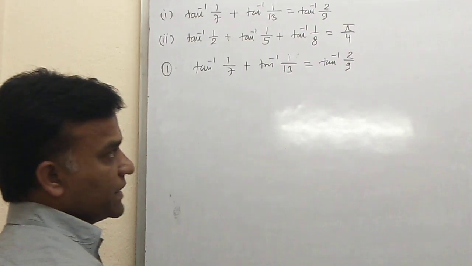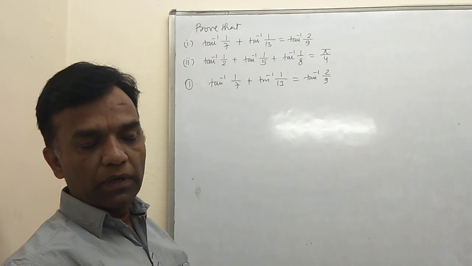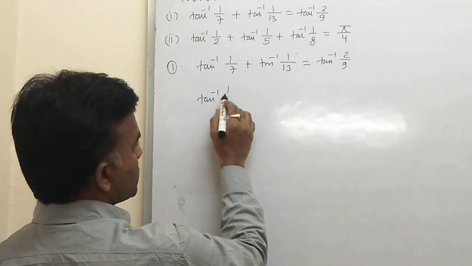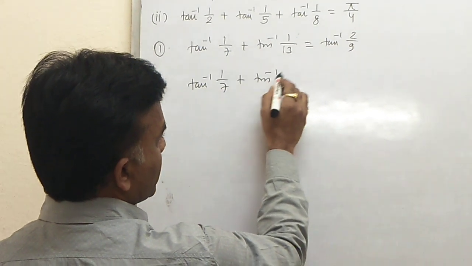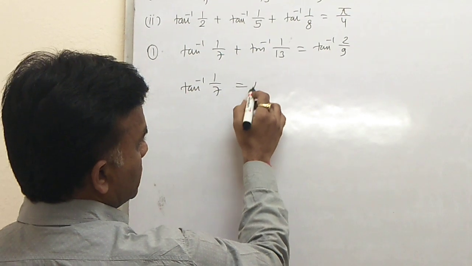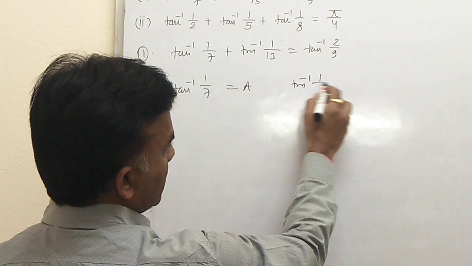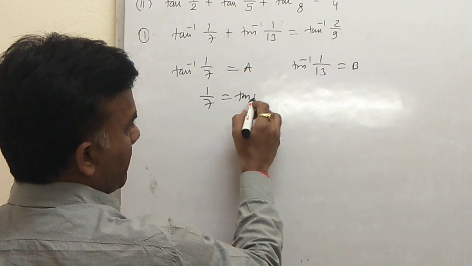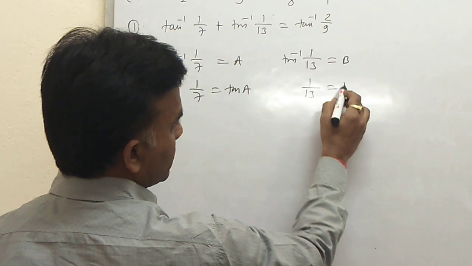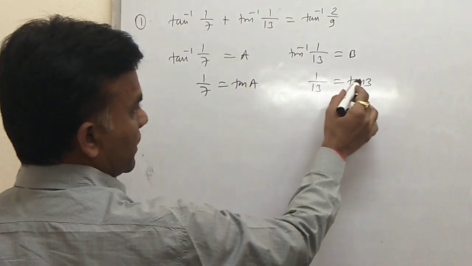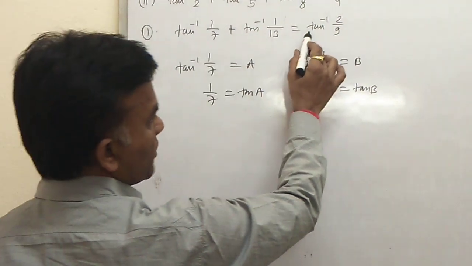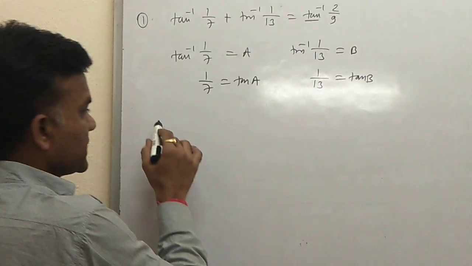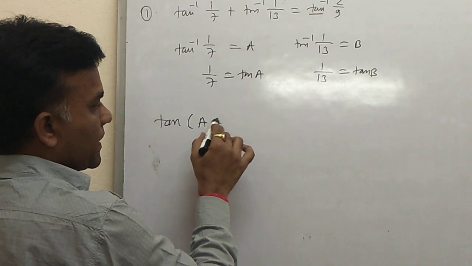Okay. First, basically, if you don't know the formula of tan inverse of A plus tan inverse of B, then you start like this: first you assume tan inverse 1 by 7 is A and tan inverse 1 by 13 is B. Okay, then 1 by 7 equals tan A and 1 by 13 equals tan B. Okay, and then we know the formula for tan of A plus B, because in your final resultant value on the right hand side you also require tan. So you use the concept of tan of A plus B.